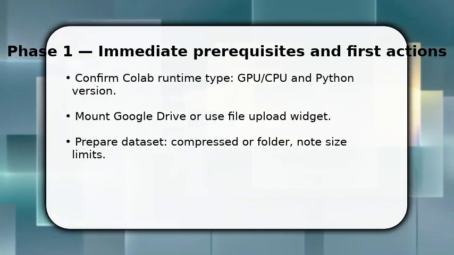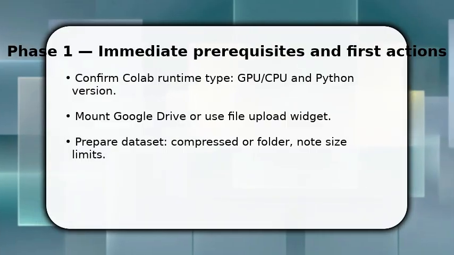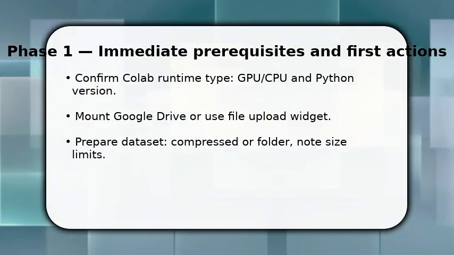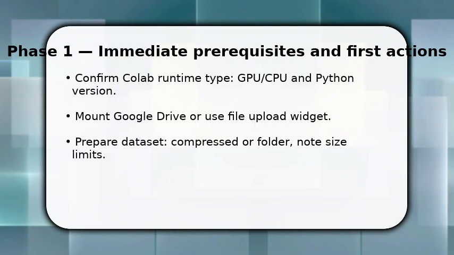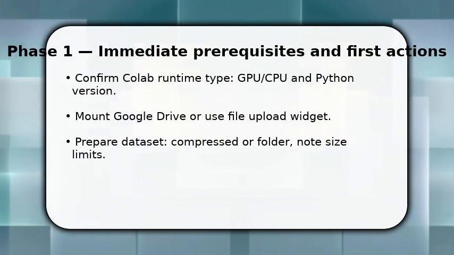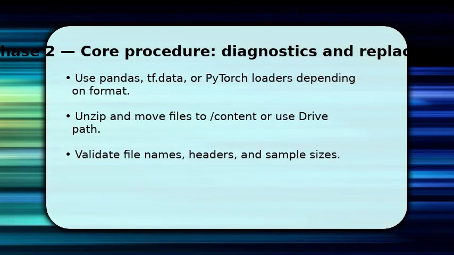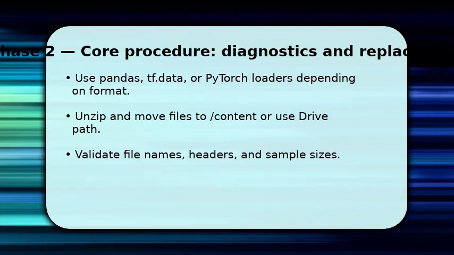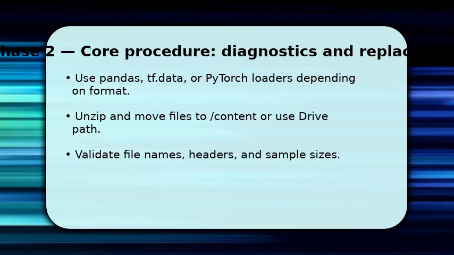Make sure to extract compressed archives and set a clear folder structure so later code can reference consistent paths. Now you load data with the appropriate loader. Choose Pandas for CSVs, tf.data for TensorFlow pipelines or torch.utils.data for PyTorch. If files are compressed, unzip into /content for faster I/O or operate directly on the Drive path to save space.